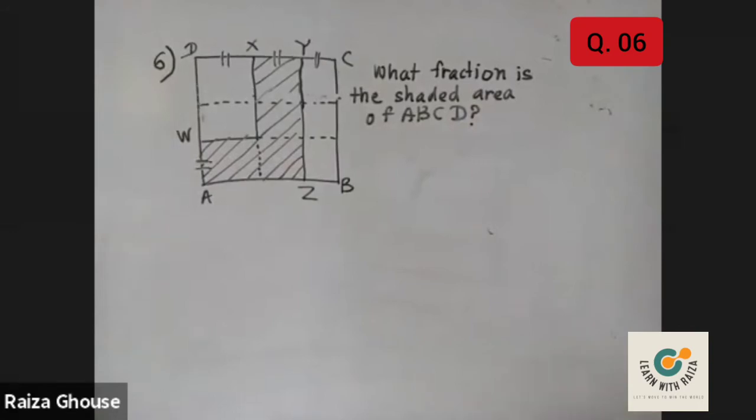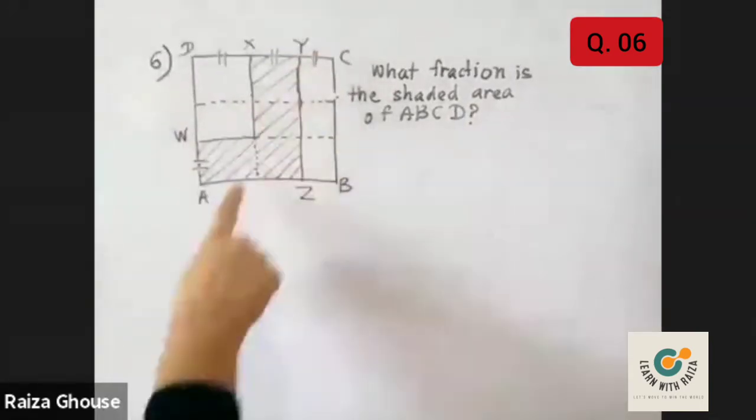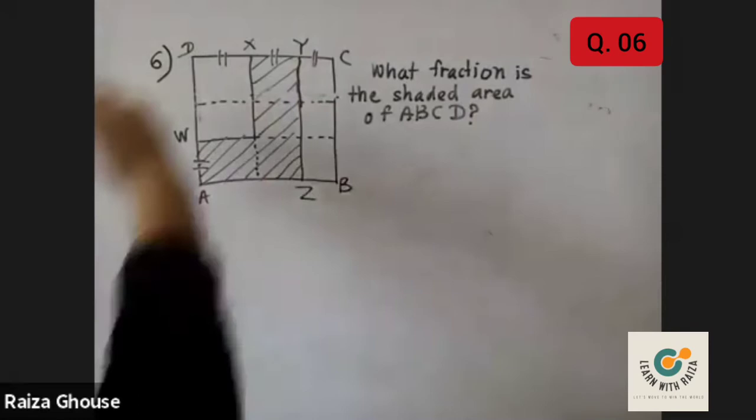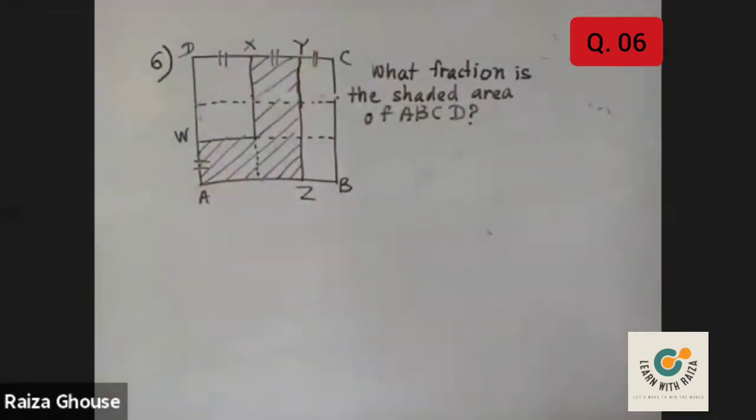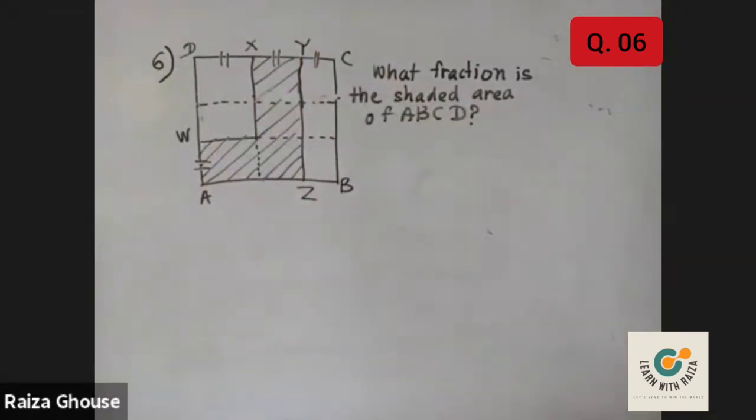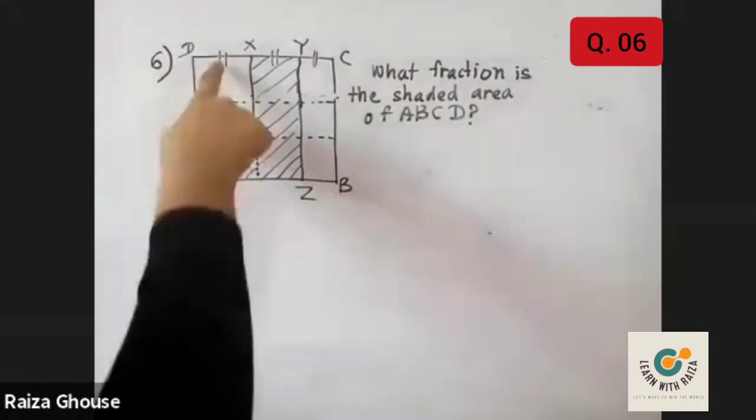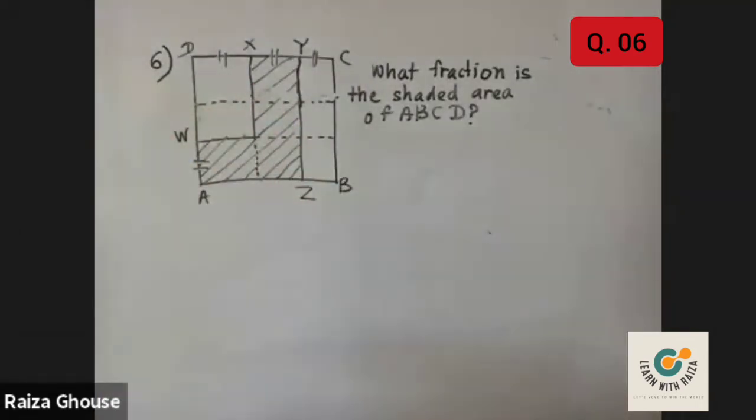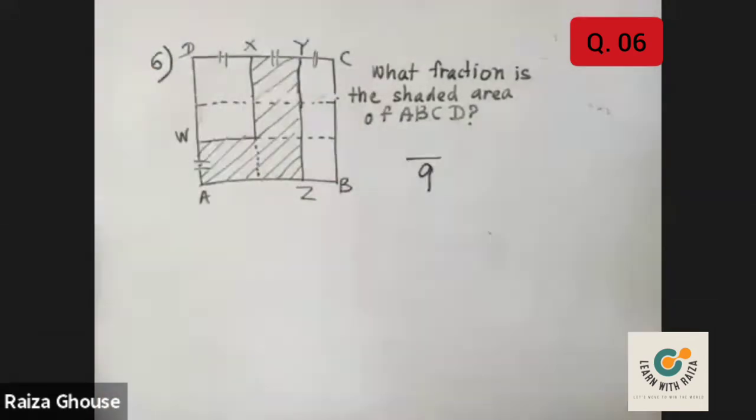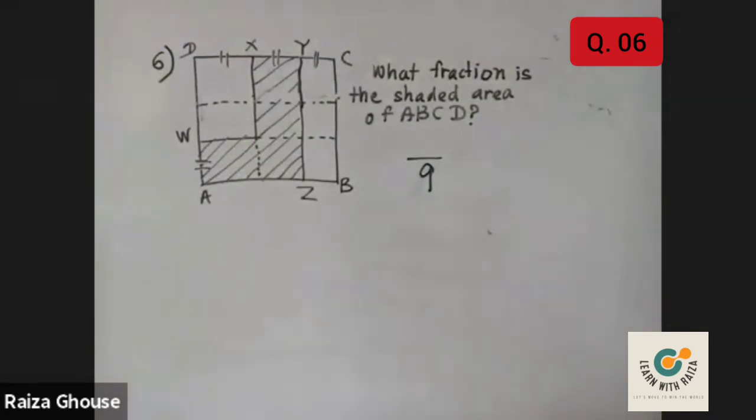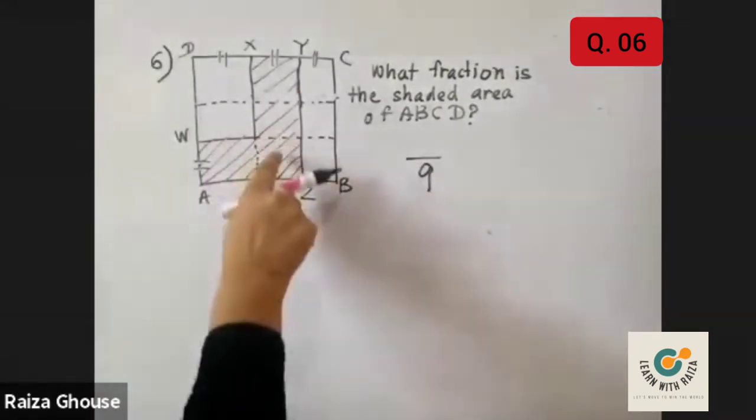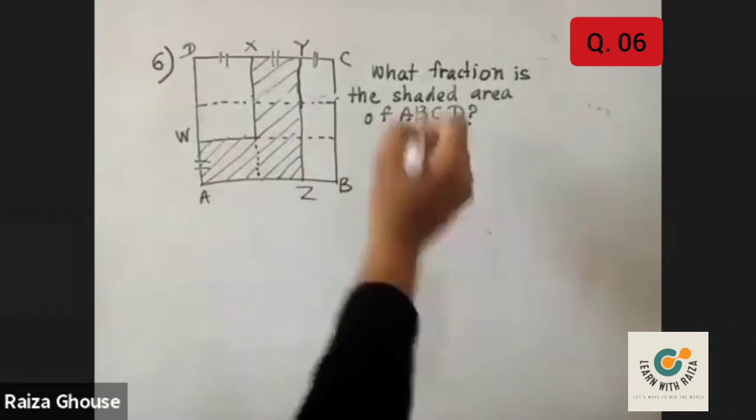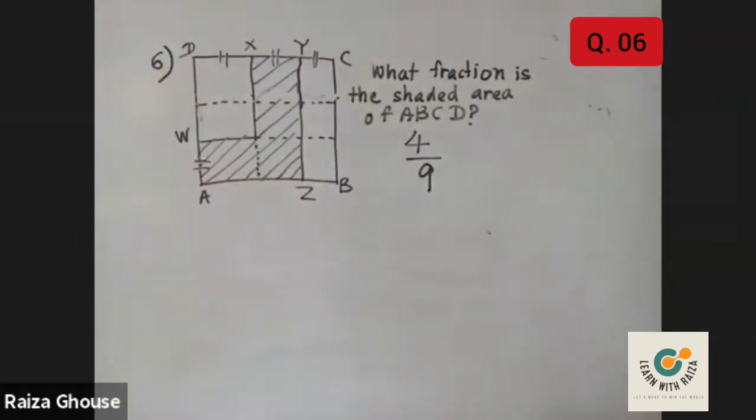Now this is a square and the data given says these three sides are equal. So definitely these three sides are equal. These are equal, these are equal. All the sides are equal. So you can see that the square is divided into 9 equal parts. Out of the 9 parts, how many parts are shaded now? 1, 2, 3, 4. So what fraction is shaded? That is 4/9.